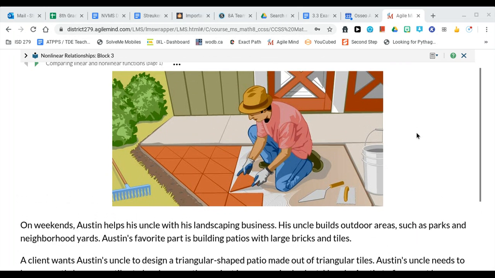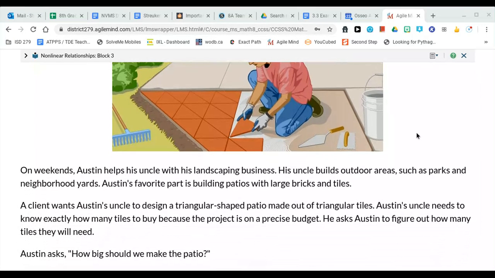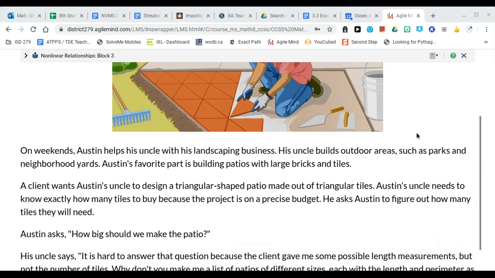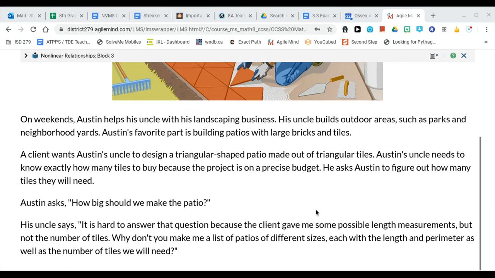So on Block 3, on weekends, Austin helps his uncle with his landscaping business. His uncle builds outdoor areas such as parks and neighborhood yards. Austin's favorite part is building patios with large bricks and tiles. A client wants Austin's uncle to design a triangular-shaped patio made of triangular tiles. Austin's uncle needs to know exactly how many tiles to buy because the project is on a precise budget. He asks Austin to figure out how many tiles they will need.